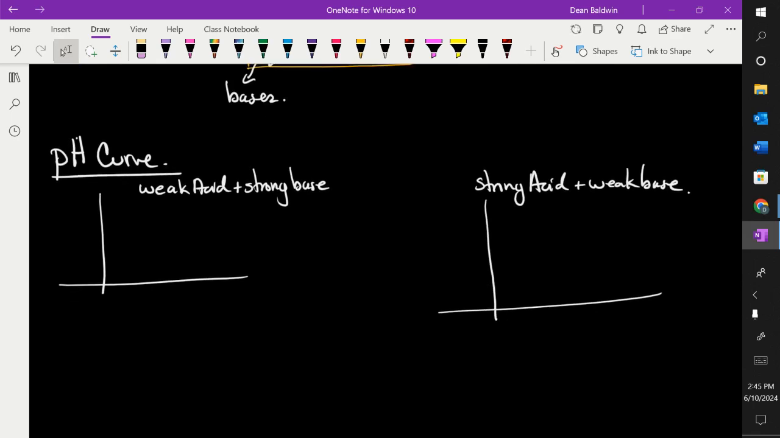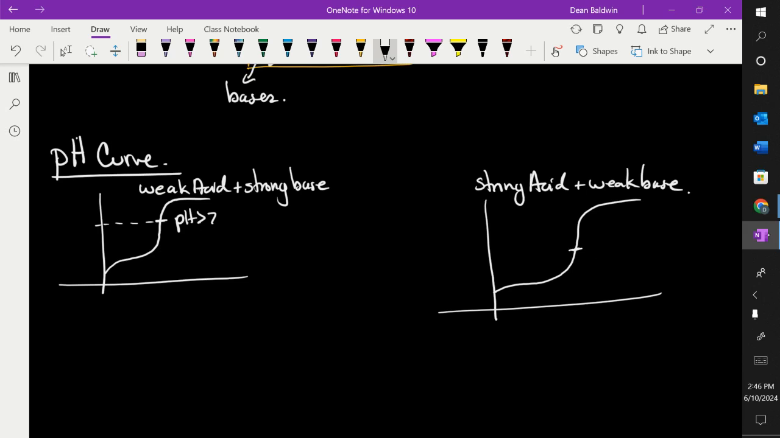All right, pH curves. If you mix a weak acid with a strong base, where will your equivalence point be? A weak acid with a strong base. Higher pH, right? It'd be greater than 7, right? Depending on the strength of the acids and the bases. Strong acid, weak base. Lower.